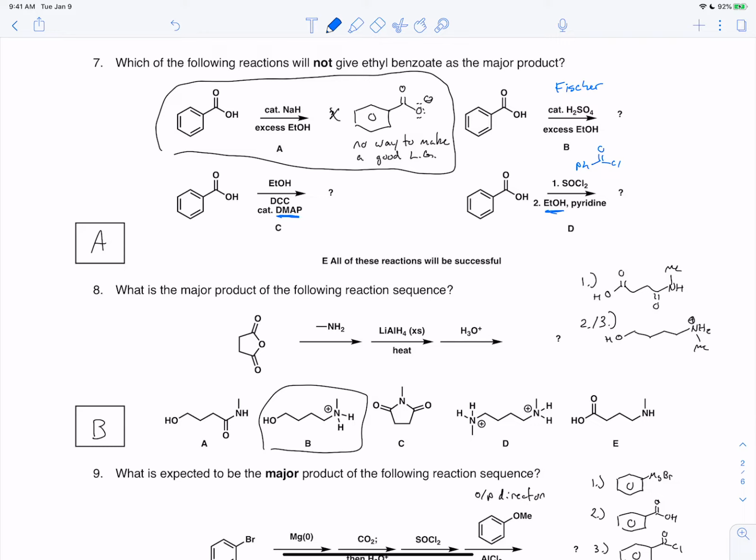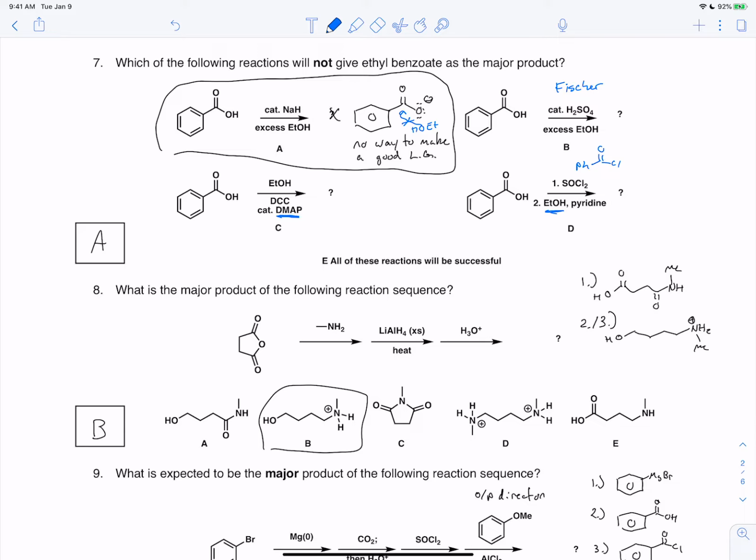So you cannot make esters between acids and alcohols under basic conditions. Sodium hydride will simply go and make a carboxylate salt. And we have no way for a neutral ethanol molecule to be able to attack this to try to make a good leaving group out of that oxygen.